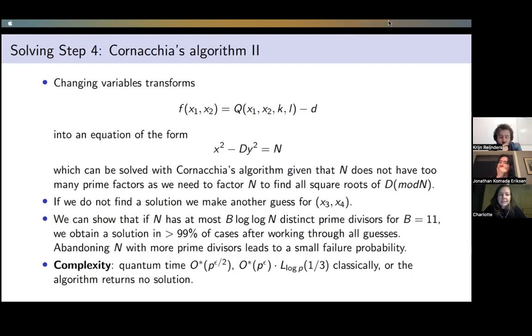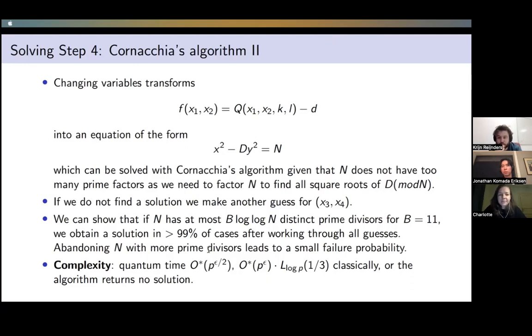And we can basically show that if we make some sort of bound, for example, 11 times log log n, where that is the maximum allowed number of prime factors for n, we can obtain a solution in quite a large proportion of cases after we've worked through all the possible guesses. So we decided that abandoning n if it has more prime divisors than this bound gives us a small failure probability, but it's acceptably small.